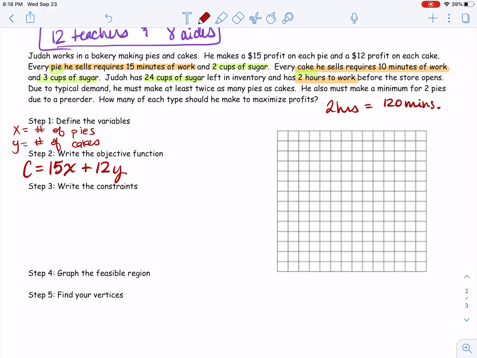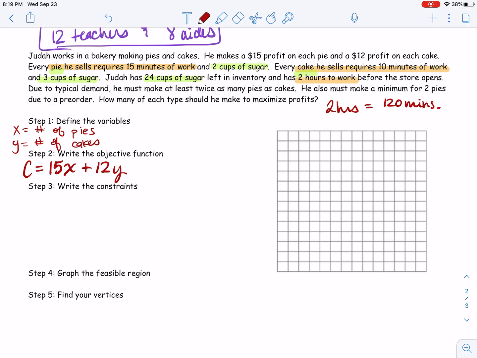You want to make sure that your units of measurement are all the same. If I was talking about 2 cups of sugar for this and 3 cups of sugar for that, but then I tell you he only has a pound of sugar, you have to convert. Everything needs to be in the same unit of measurement. It's easier for me to convert the 2 hours into 120 minutes rather than saying 10 minutes of work is 1/6 of an hour, or 15 minutes of work is 1/4 of an hour, right? We don't like to work with fractions as much. So convert your hours to minutes.